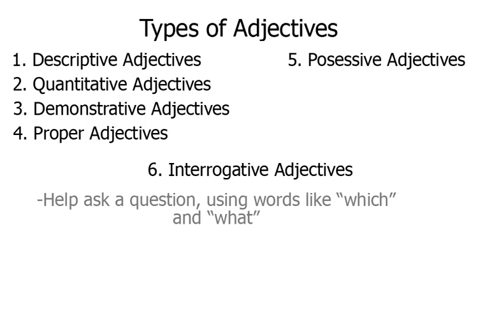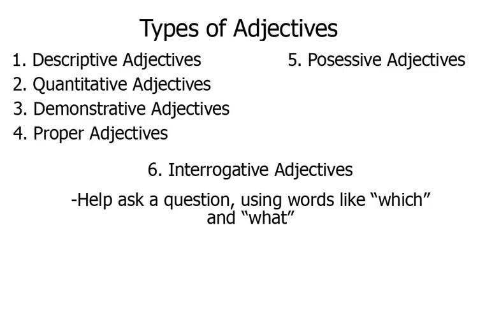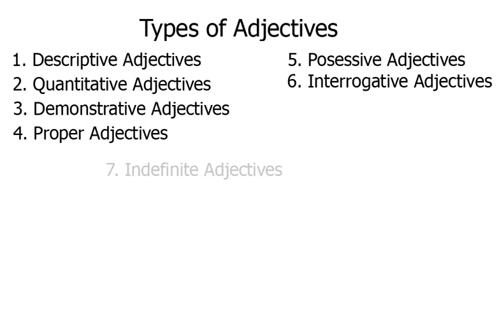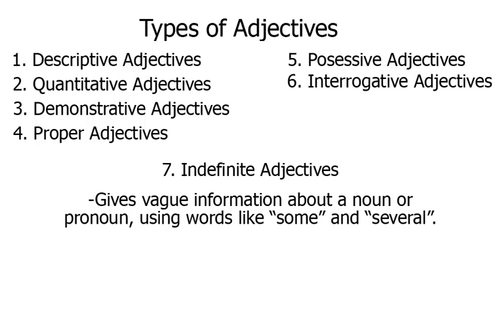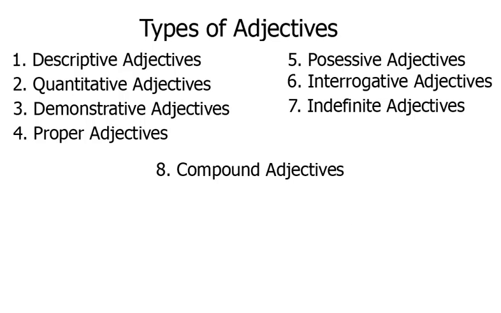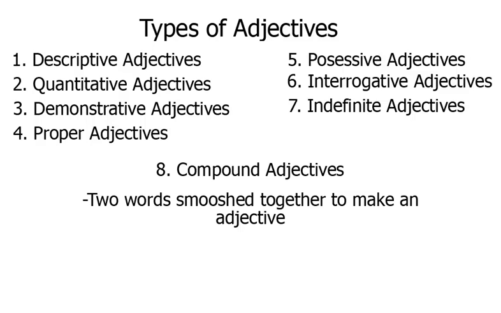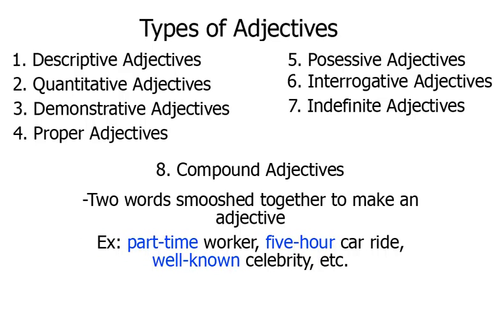Interrogative adjectives help ask a question. They are always followed by a noun or pronoun and include adjectives like which and what, as in the example, which paper. An indefinite adjective gives vague information about the noun. Words like some and several are considered indefinite adjectives, as in several people. Compound adjectives are created by two or more words being smooshed together and then used to modify another noun. Examples might include a part-time worker, a 5-hour car ride, or a well-known celebrity.